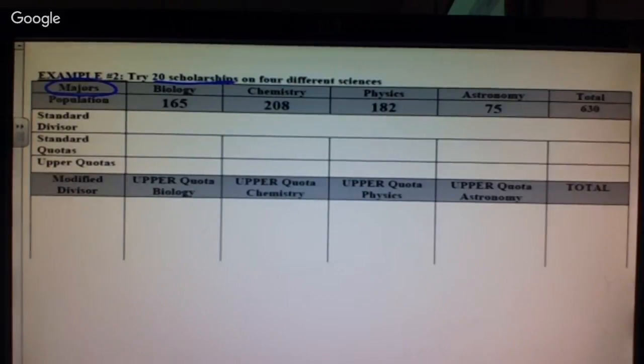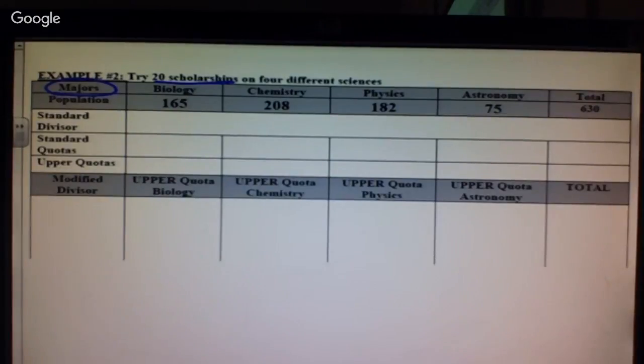Okay. So your scholarships are your seats. And then finally, what's your population? Literally your population. It's people. Okay. It's the people that are taking the majors.